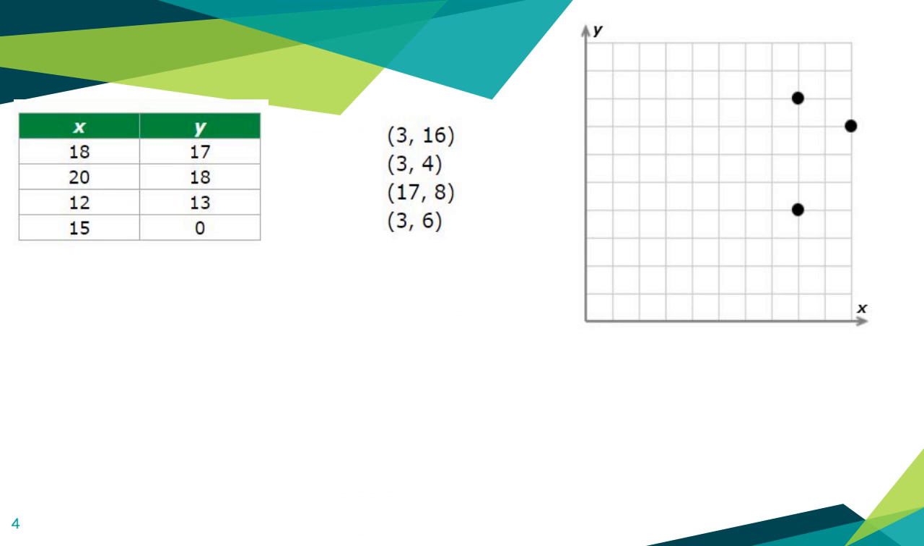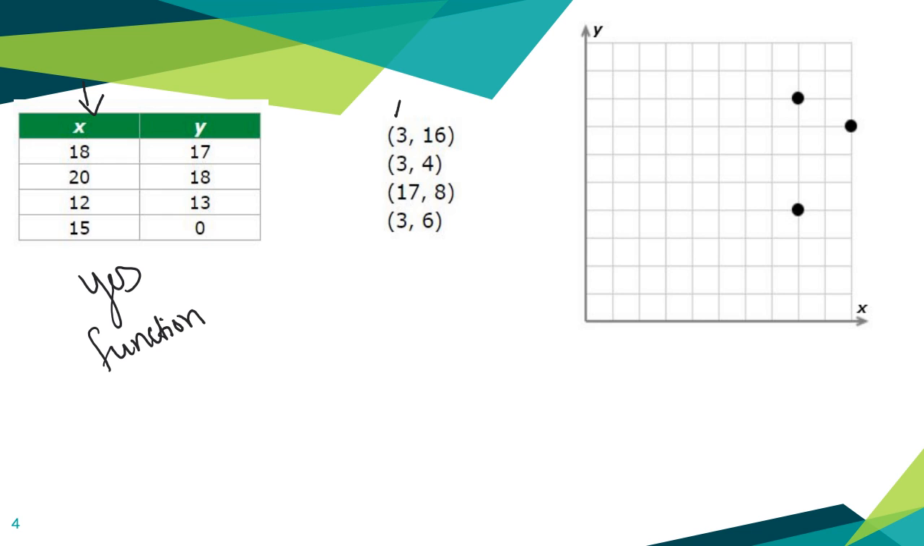So we're going to first look at these three examples. Knowing that for one input, there's exactly one output, we look at our X values. So I have 18, 20, 12, 15. And are any of those numbers repeated? No, they're not. So if X is not repeated, then yes, it's a function.